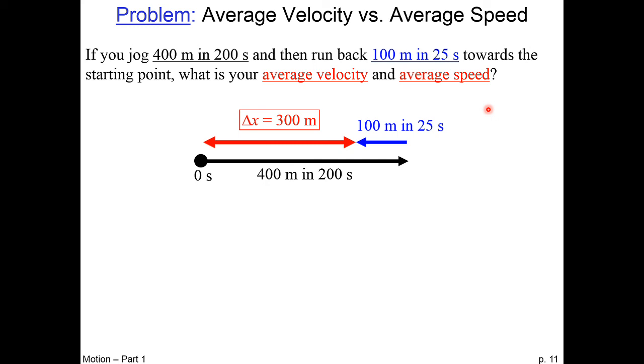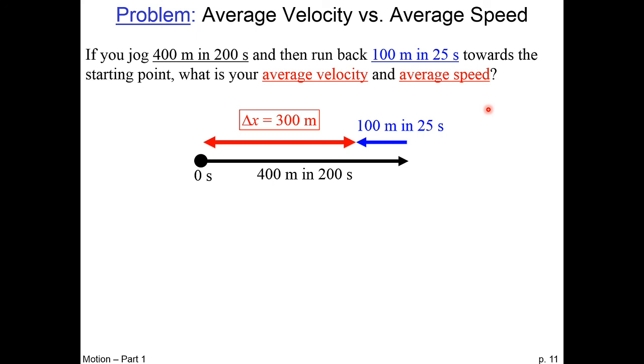Next, we run back 100 meters to the left in 25 seconds. So the velocity in the second part of the run is negative 4 meters per second, right? The displacement is negative 100 to the left, divided by 25 seconds, and we get negative 4 meters per second. So our displacement there is 100 meters to the left, so it's negative 100. Okay, so notice the fact that the velocity in the second half of the run is negative does not mean that we've slowed down, right? We've actually picked up the pace. It's just that we're running to the left now.